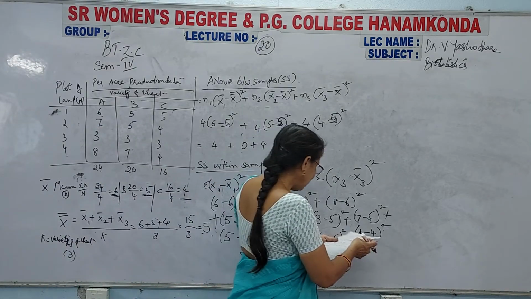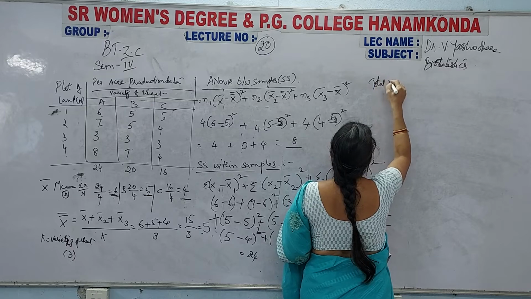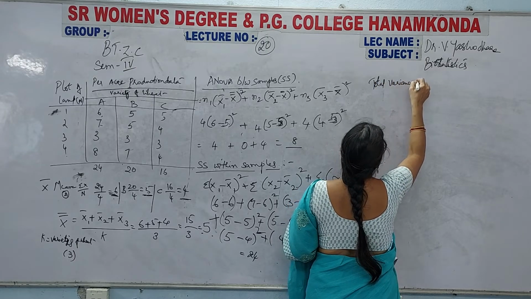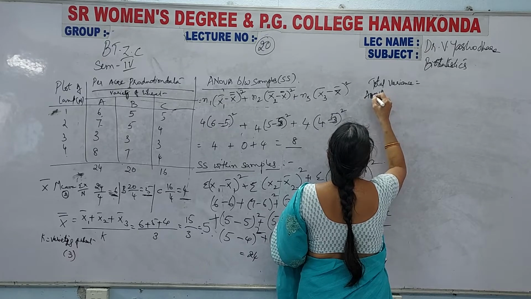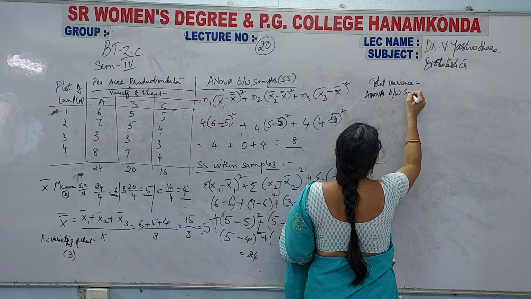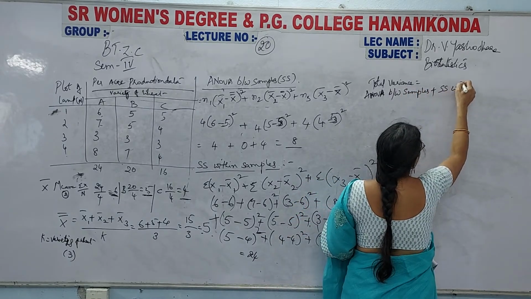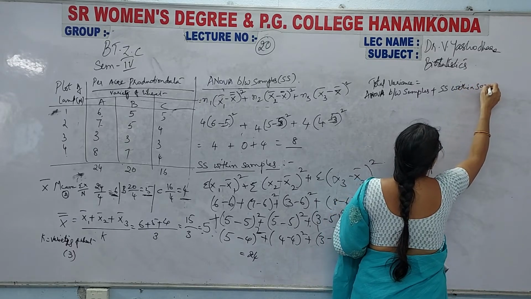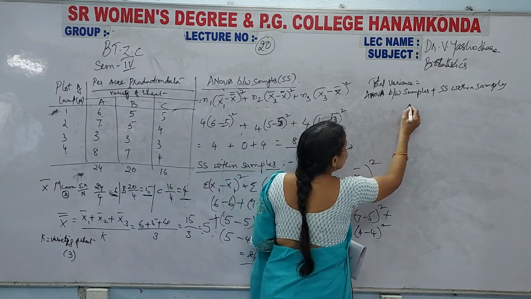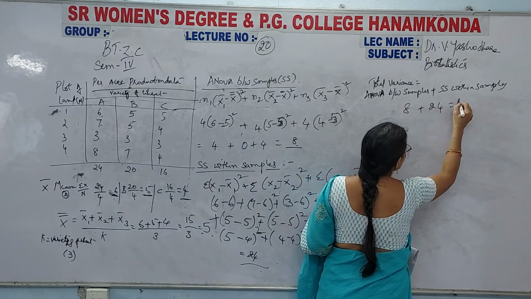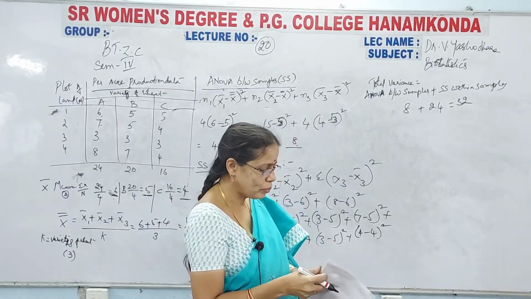Now see here, total variance is equal to ANOVA between samples plus SS within samples, that is 8 plus 24. 8 plus 24 is equal to 32. See here, 8 plus 24 is equal to you get 32.